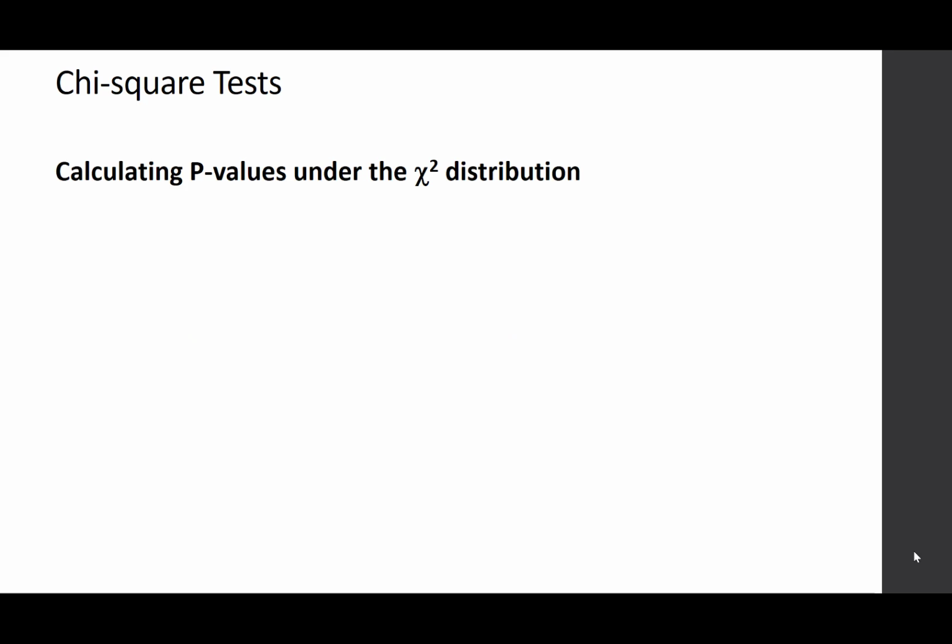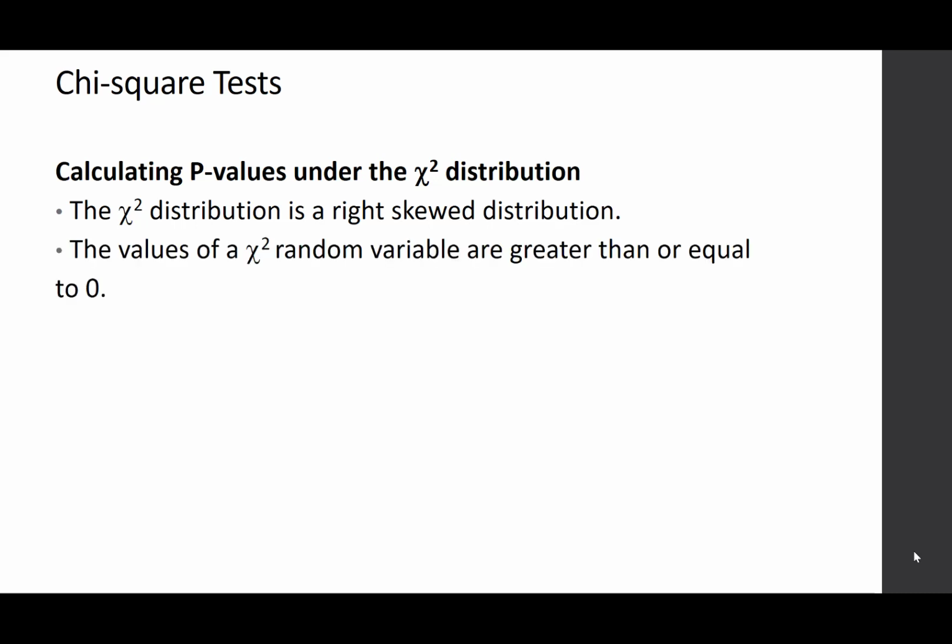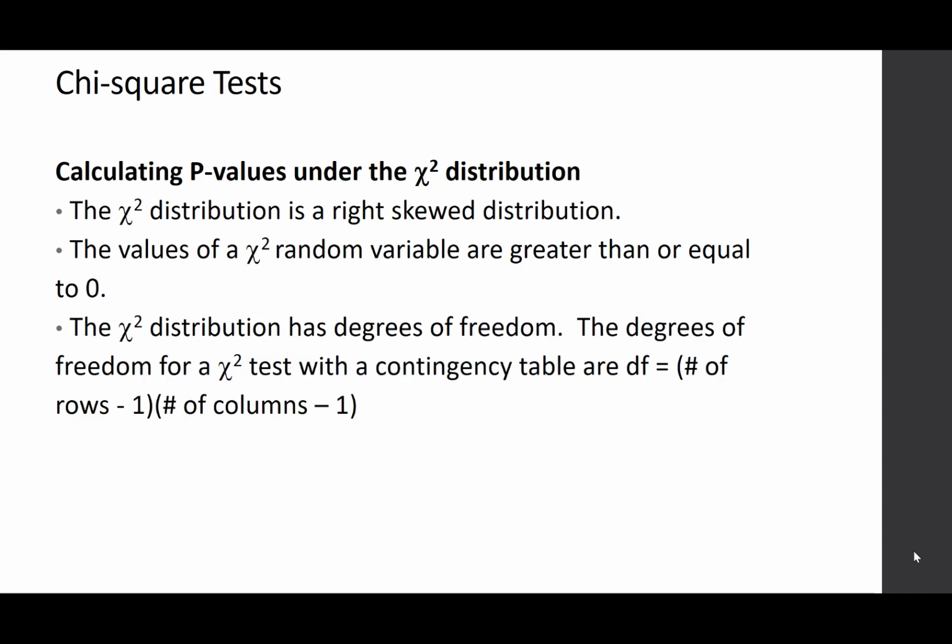Calculating p-values under the chi-squared distribution. First, know that a chi-squared distribution is a right-skewed distribution. Its values are greater than or equal to 0. So the chi-squared distribution with degrees of freedom equal to 1 is actually the square of a standard normal. So think about all the negative numbers in the left tail getting squared and sent to the positive values. And the minimum is going to be 0.